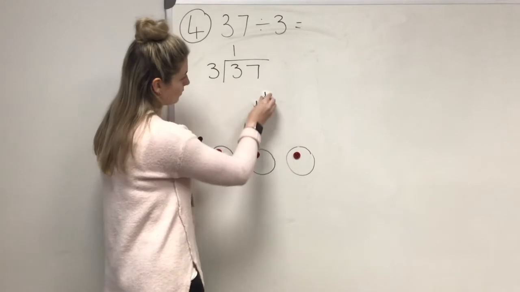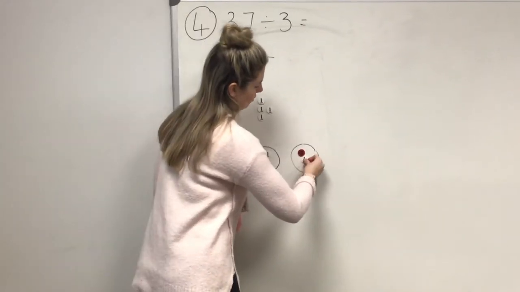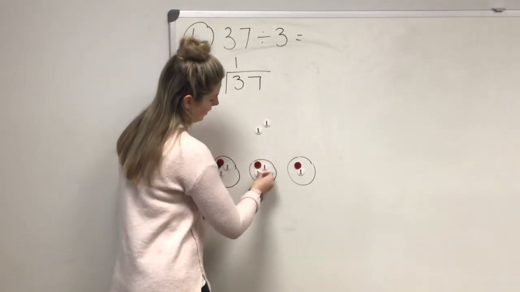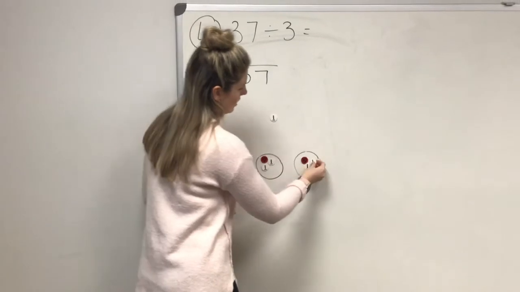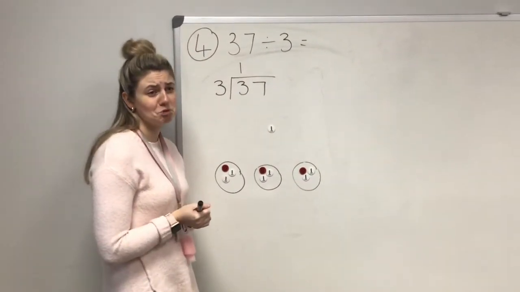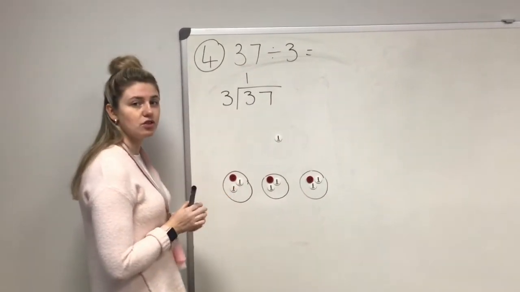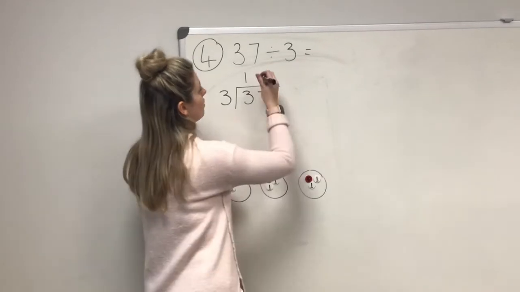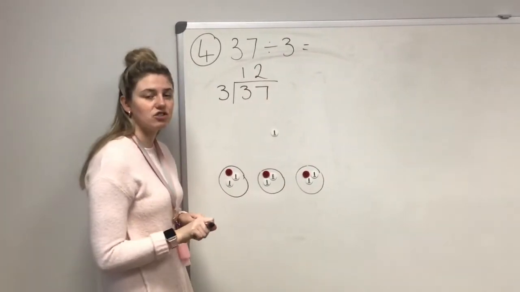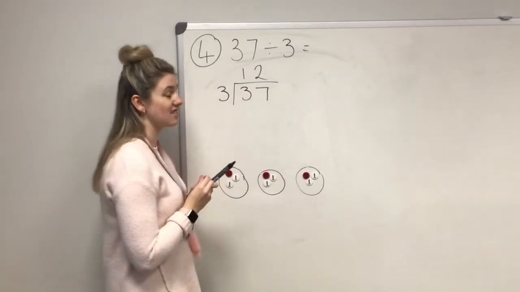So 1, 2, 3. Another one there. Another one there. And another one there. And we have 1 on its own. So in each group we have 2 ones. So that 2 will go above there because we've got 2 ones in each equal group. However, we've still got 1 counter on its own.